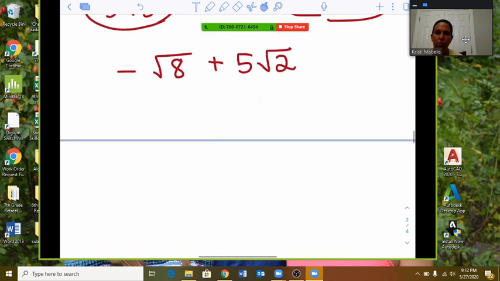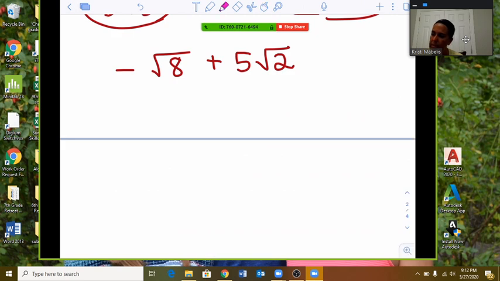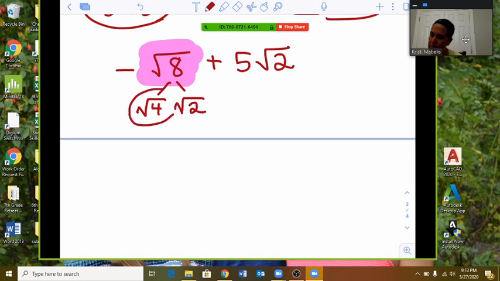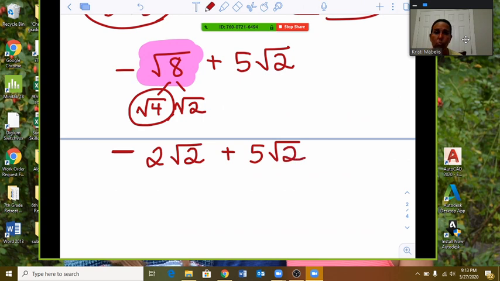Okay. One thing though, and I wrote this on your paper. This is not simplified. So technically, I don't like that as a final answer because you guys know how to simplify radicals. You're going to break that down, right? That would be 4 times 2. This breaks free and becomes a 2 radical 2. Bring down your negative. And then, oh, look, bring this down. Wow, you really were not done. I can add it now. I can do negative 2 radical 2 plus 5 radical 2. 3 radical 2 would be my final answer.